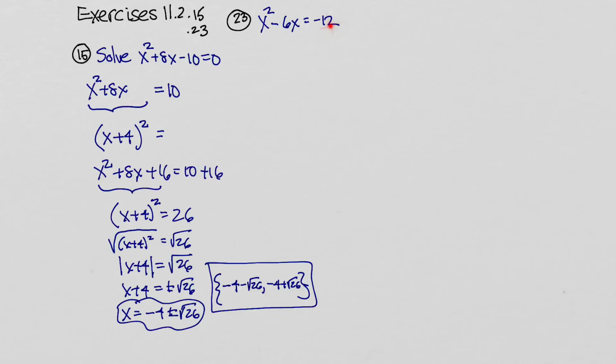12 and 1 doesn't do it. 4 and 3 doesn't do it. 2 and 6 doesn't do it. So this equation is not factorable. So let's use the method of completing the square. So we have the variables isolated on the left already. We just need to add that magic term over here.